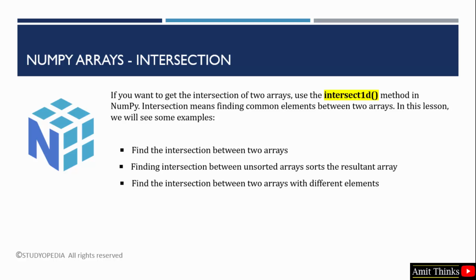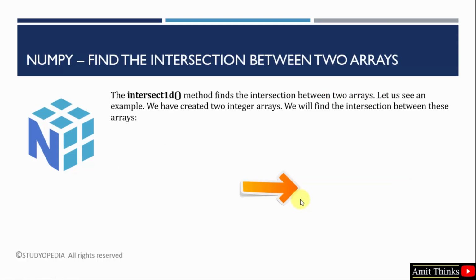At first, we will find the intersection between two arrays. Then we will follow a similar example to display that the output of intersection is a sorted array. And for the third example, we will see what will happen if we try to find the intersection between two arrays with different elements. Since intersection finds common elements between arrays, we will see what will happen when both the arrays are having different elements. Let's begin. Here is the first example in which we will find the intersection of two arrays, that is the common elements between two arrays. So we'll be having two integer arrays and the intersect1d method will be used.